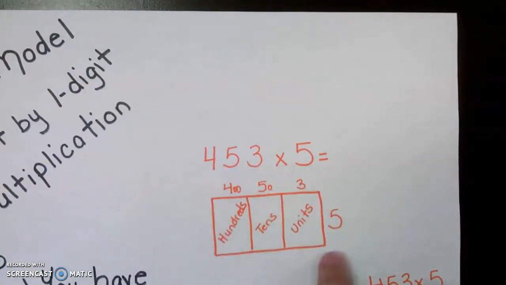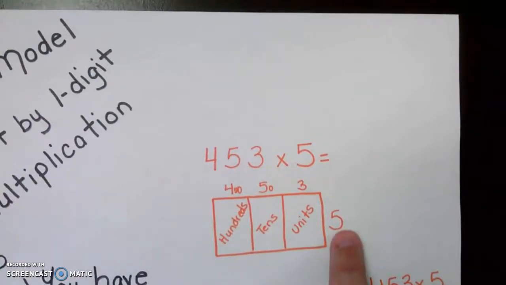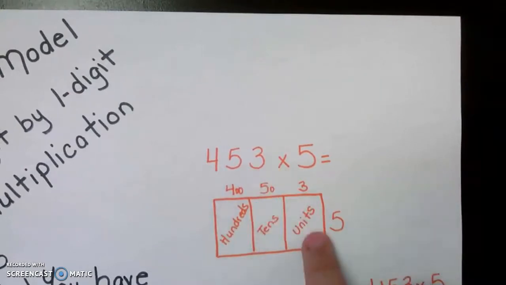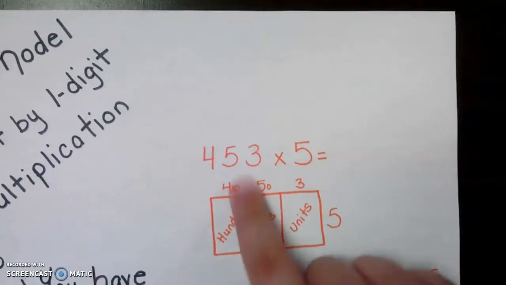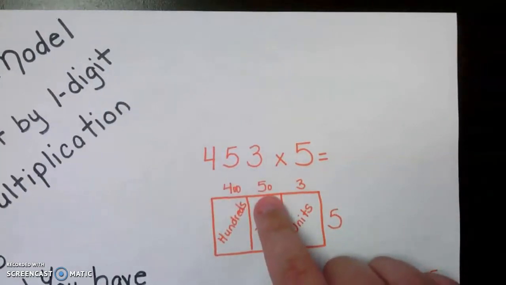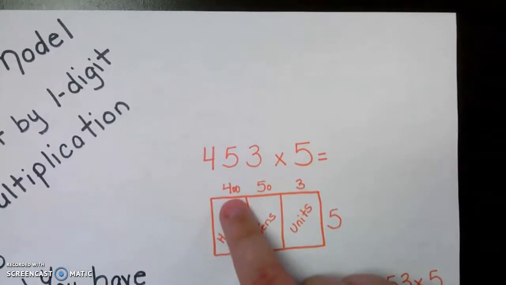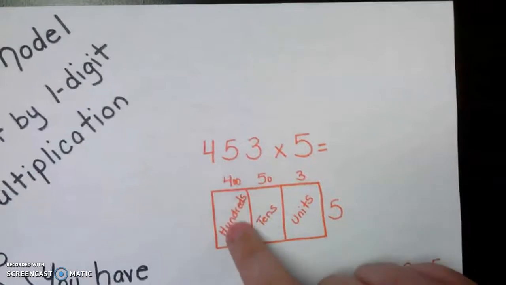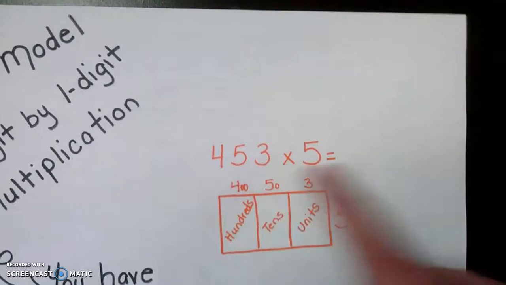You can see here that I have actually drawn out the box model. You can see that the 5 has gone over here on the right side. That's beside the units. The 3 is in the unit spot. The 5 over here is actually in the 10 spot, so it's not 5, it's 50. And then over here you have the 4 in the 100 spot, which is actually 400. So when we get started on our question, we really need to make sure that we keep that in mind. It's not 4, it's 400. It's not 5, it's 50. And it is just 3 and a 5.